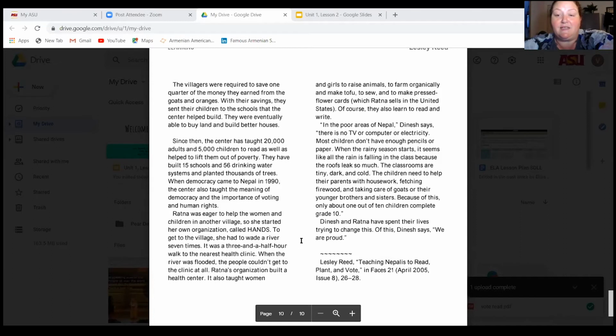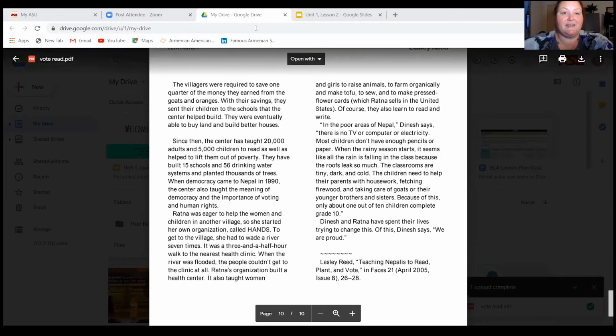When the rainy day starts, it seems like all the rain is falling in the class because the roof leaks so much. The classrooms are tiny, dark, and cold, and the children need to help their parents with housework, fetching firewood, and taking care of the goats and their younger brothers and sisters. Because of this, only about 1 of 10 children complete grade 10. Dinesh and Ratna have spent their lives trying to change this. Dinesh says, we are proud.